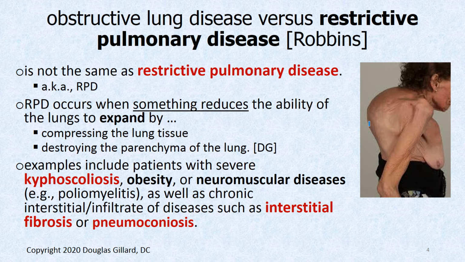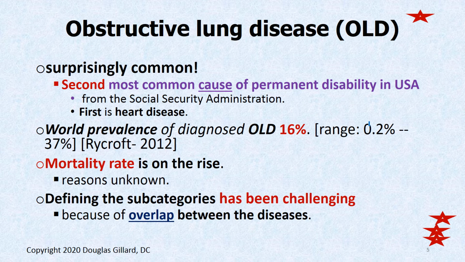There are other ways as well. Interstitial fibrosis and pneumoconiosis are examples of restrictive disease where the parenchyma of the lung gets destroyed and the lung can't stretch and can't contract. That's all I'll say about restrictive. The rest of our time is going to be talking basically about COPD. But let's finish this little section. We are going to talk a little bit about cystic fibrosis too.